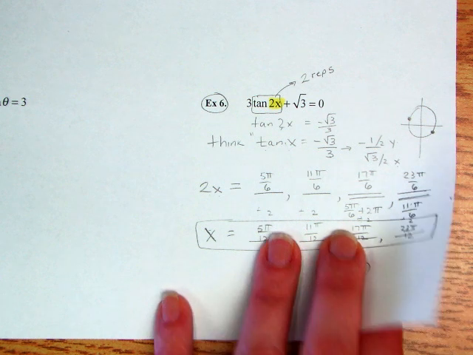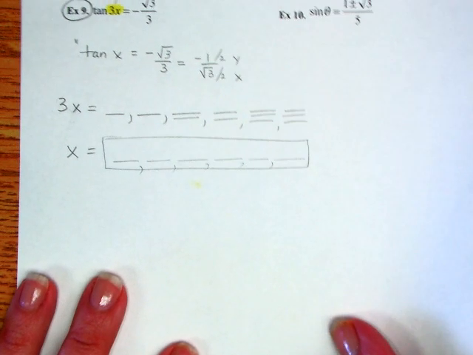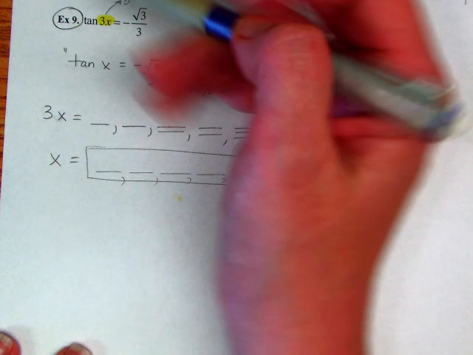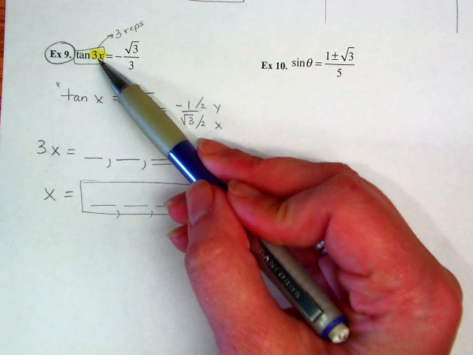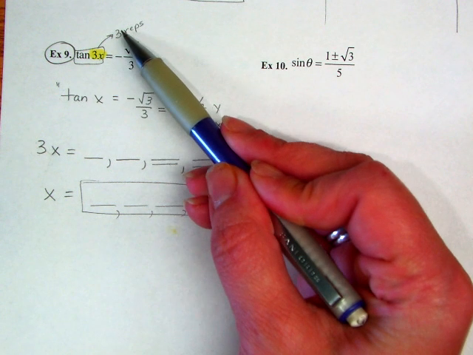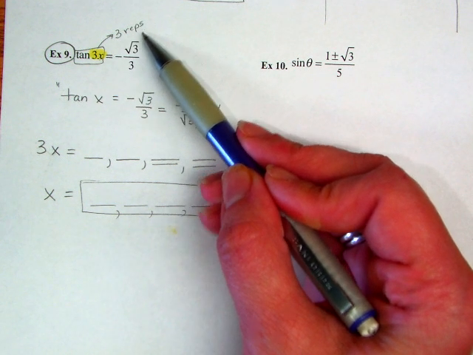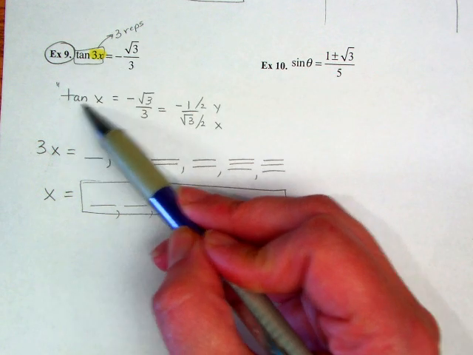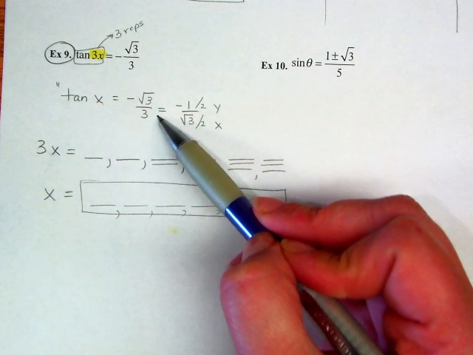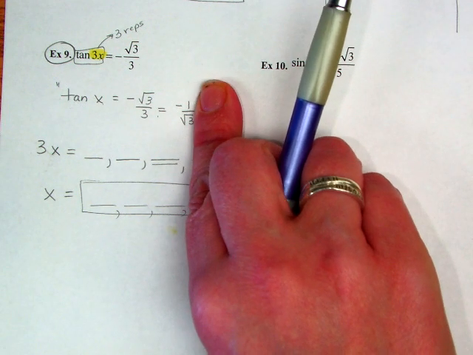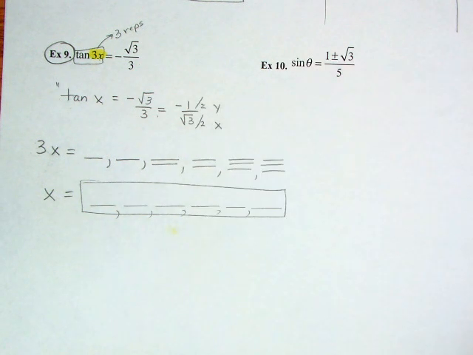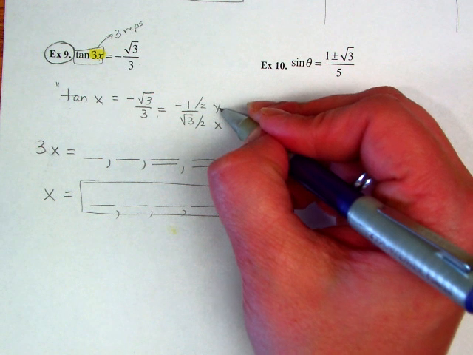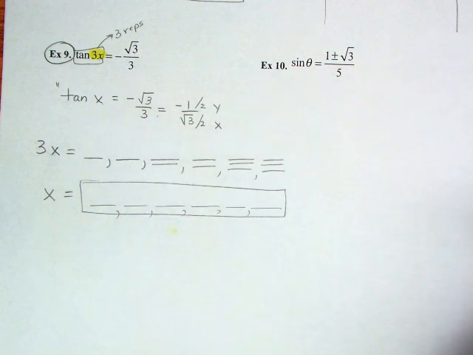Now, I'm going to skip around a little bit. I'm going to go over here to example 9. The procedure is very simple. Notice I have my trig ratio, but now I have a 3 in front. So I'm going to need 3 repetitions. I pretend that my trig equation just says tangent of x is equal to negative root 3 over 3. I then unrationalize and get the 1 over root 3. Divide everybody back by 2 in order to convert to unit circle values. So I'm looking for where y is 1/2 and x is root 3 over 2.